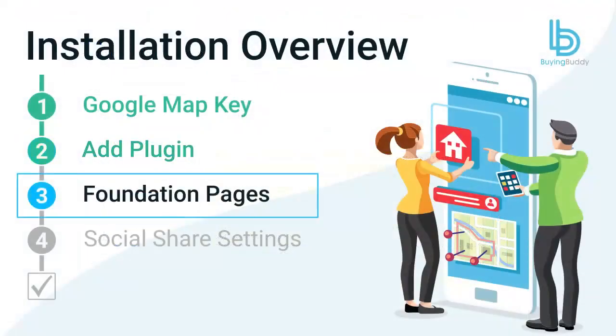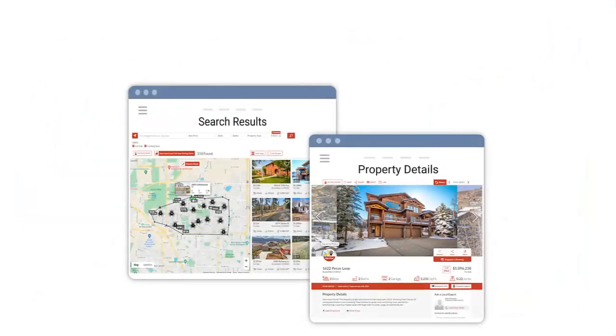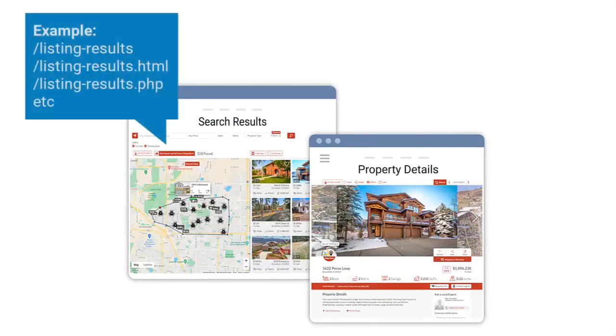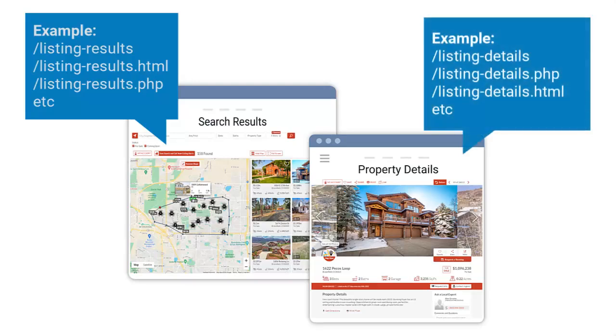Next, add the Results Widget and the Property Details Widget to special pages we call foundation pages. When the search form is used, Buying Buddy needs to know the page address of the Results Widget, and any direct links to properties from property alerts or from social sharing need to go to the Property Details page. If these are not set up correctly, then you will see 404 errors when searching or viewing properties.